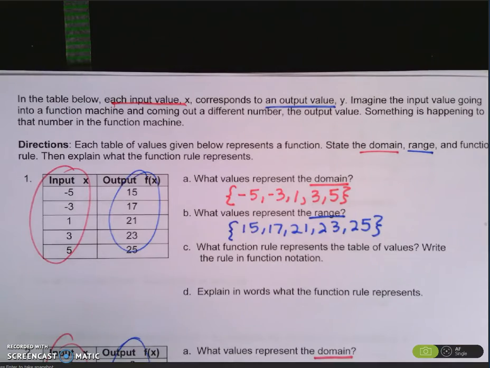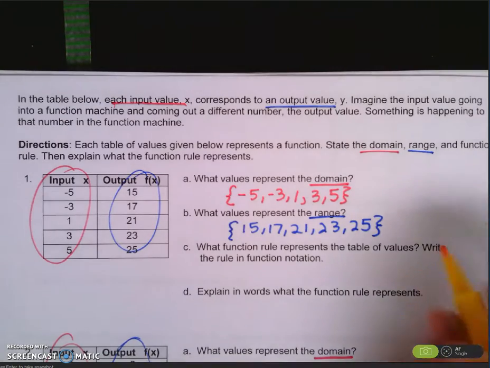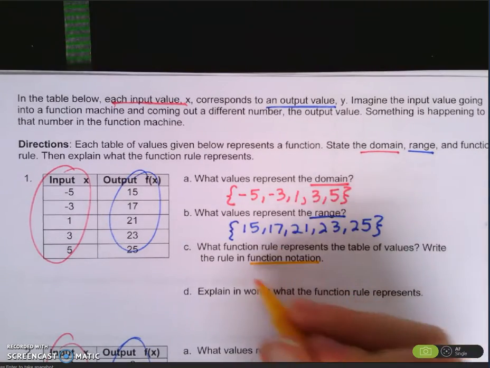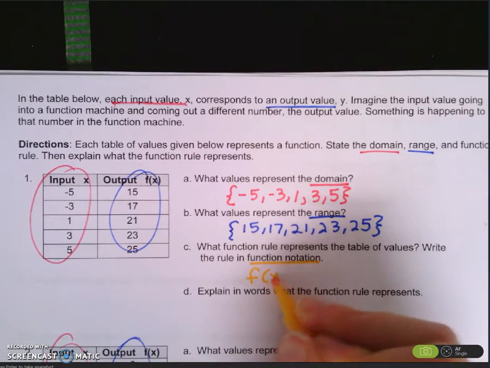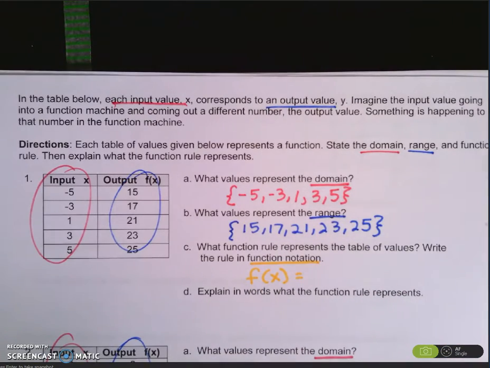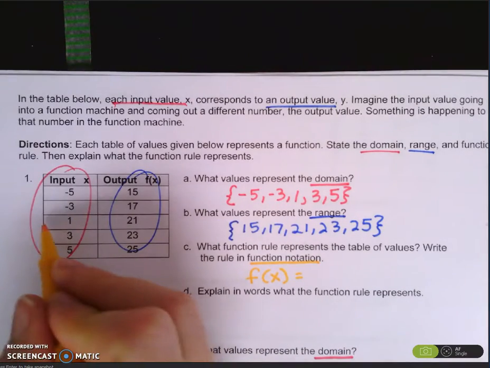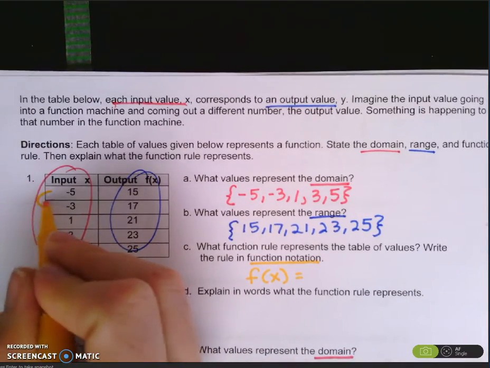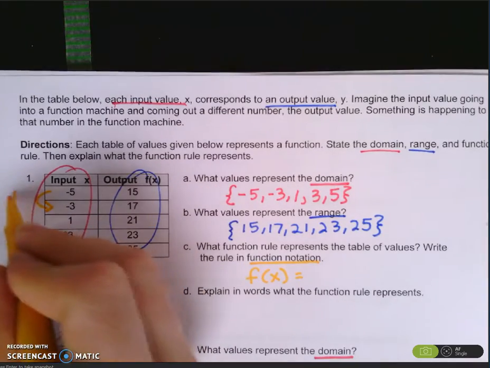What function rule represents the table of values? Write your rule in function notation. That just means f of x equals. Well, to look at what my f of x equals, I'm going to go to the table and look at my rate of change. 5 to negative 3, I'm going to add 2.